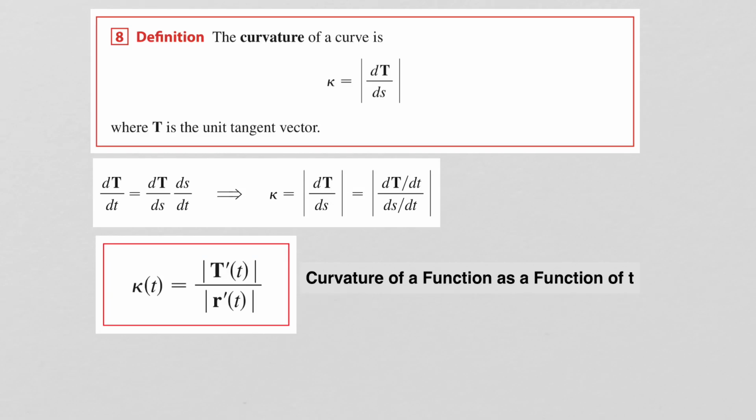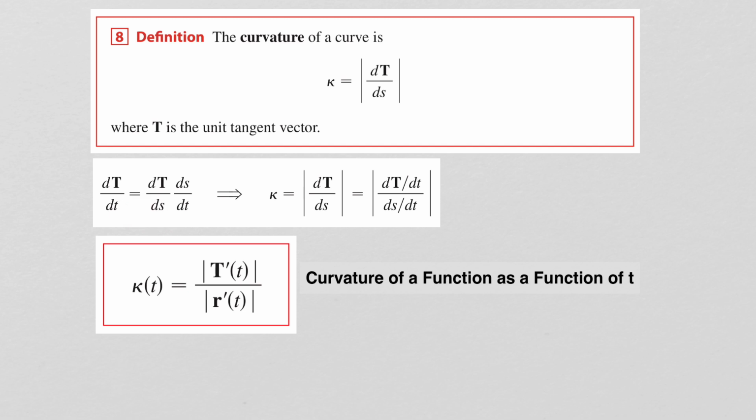Next, we talk about the curvature of a space curve. And this is given by kappa equals the magnitude of the vector derivative of the unit tangent vector with respect to the arc length parameterization. Now let's recall that the derivative of the unit tangent with respect to time can be found by the derivative of the unit tangent with respect to the arc length parameterization multiplied by the derivative of the arc length parameterization with respect to time. And this is just the chain rule.